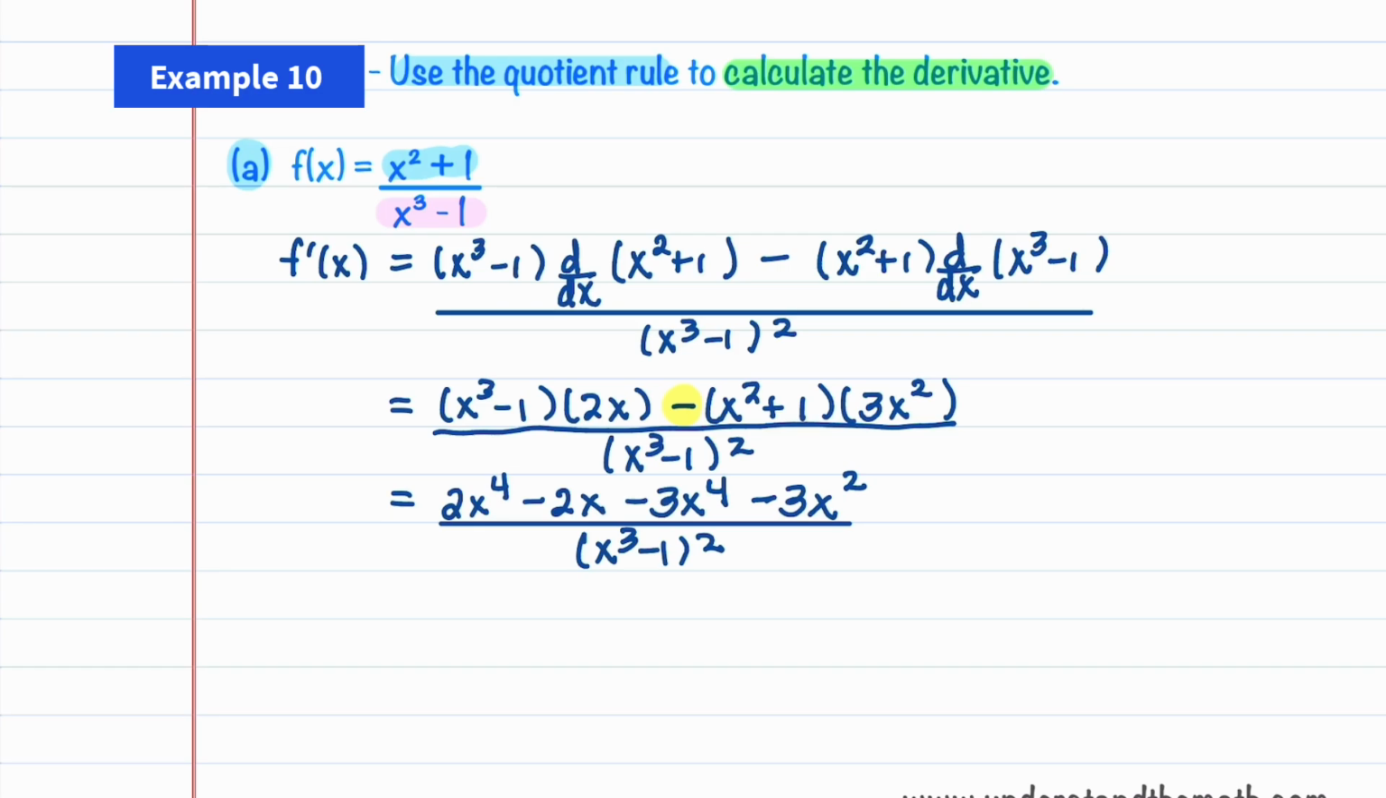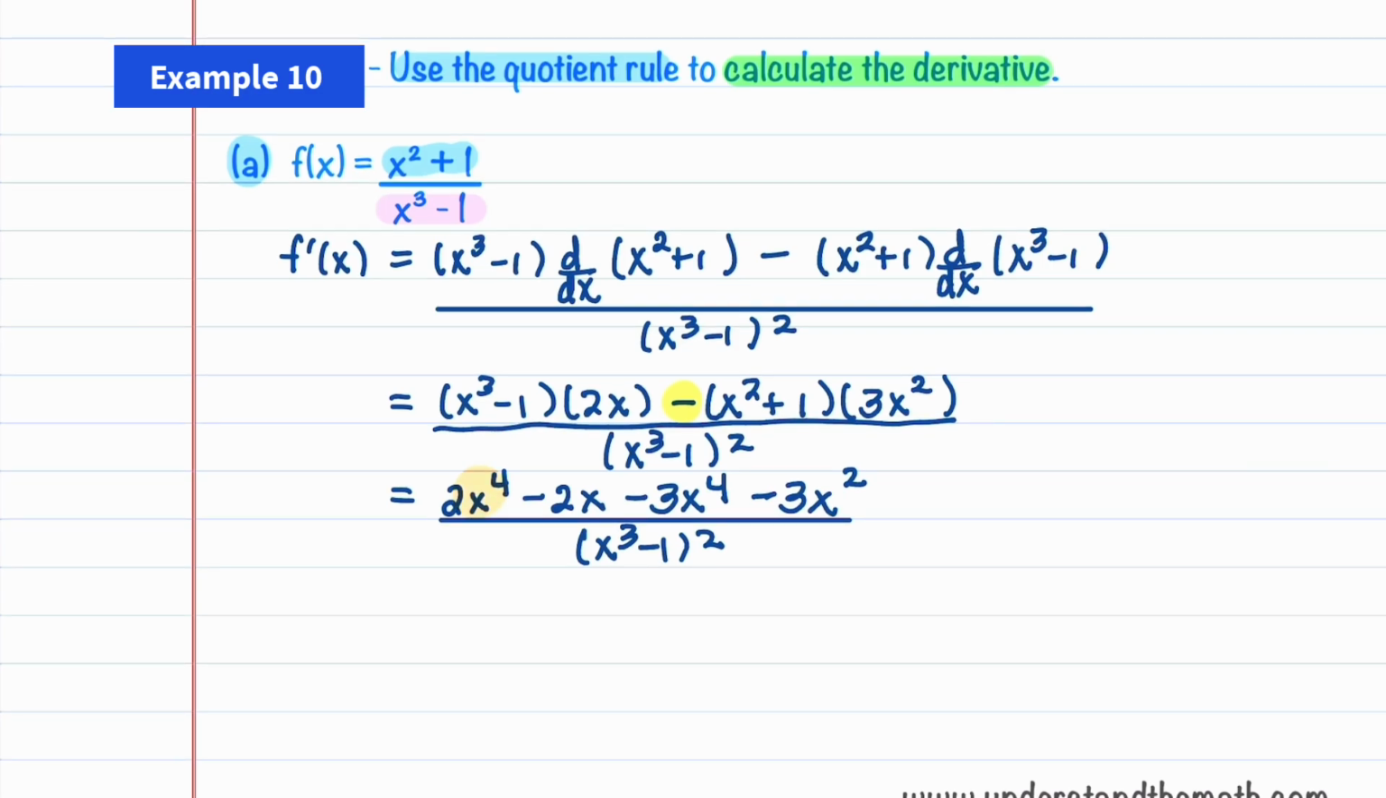Now let's see what terms combine. We can combine 2x to the fourth with minus 3x to the fourth, and that gives us a minus x to the fourth, and then we have a minus 3x squared, and then minus 2x, and all of that is divided by x cubed minus 1 quantity squared. Notice that in the numerator, I wrote the terms in descending order. You just put the highest power first, and then the next highest power until you have all the terms written. It just makes your answer look a lot nicer if you do that. And here is our final answer.